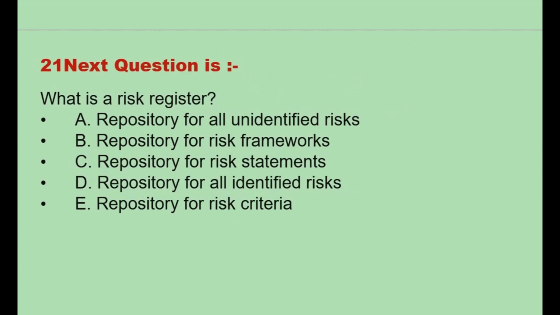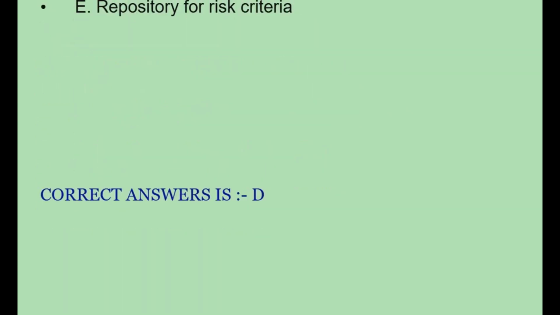Question is, what is a risk register? Option A, repository for all undefined risks. Option B, repository for risk frameworks. Option C, repository for risk statements. Option D, repository for all identified risks. Option E, repository for risk criteria. Correct answer is option D.